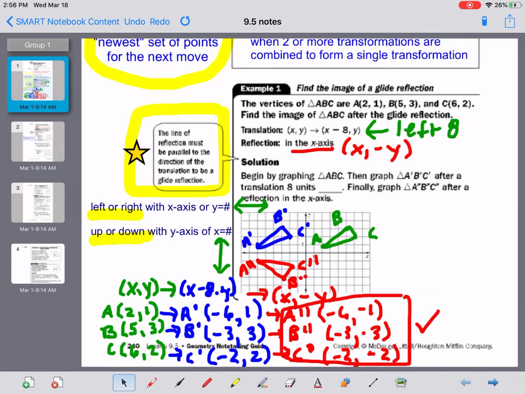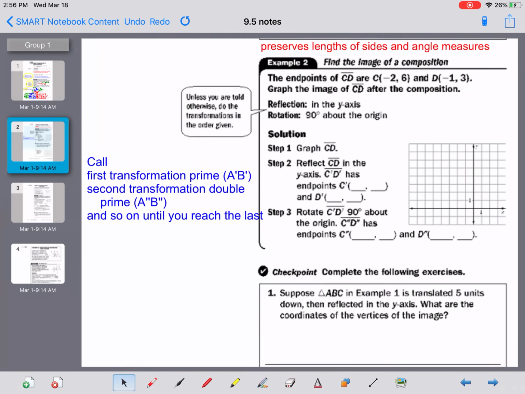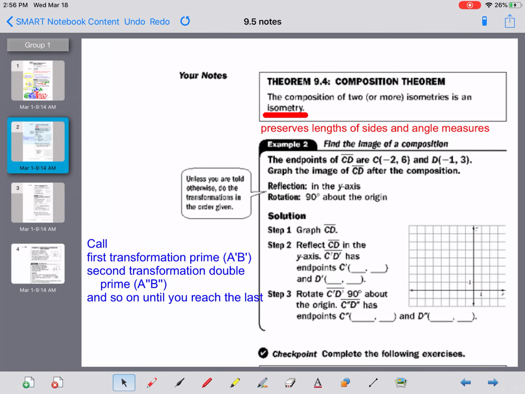Let's turn to page 2. So starting on page 2, we start with a theorem at the top of our page. Composition theorem. It says the composition of 2 or more isometries is an isometry. And we don't know the definition of isometry yet, so I've included that here on our notes. An isometry is something that preserves side and angle measures.